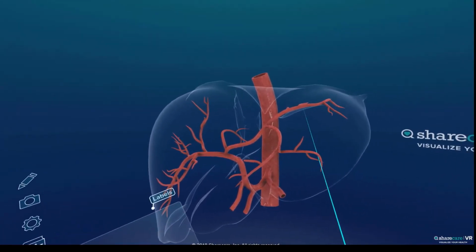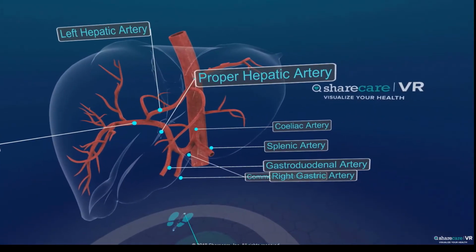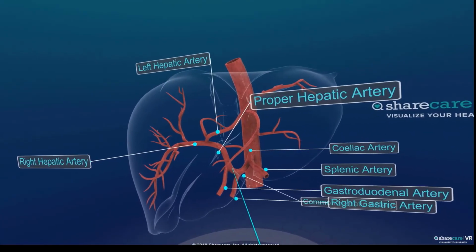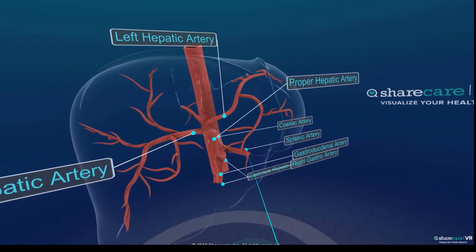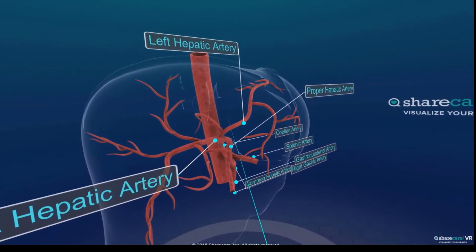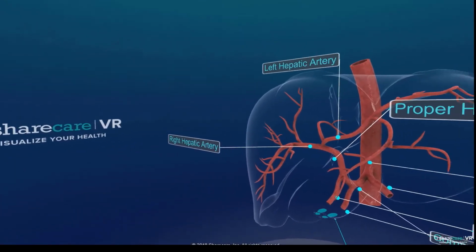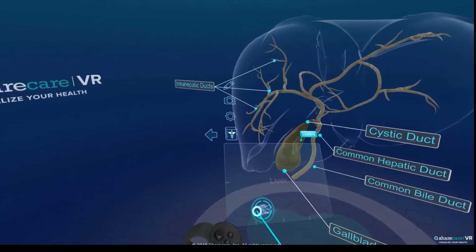And if ever you get confused about what vessels are which and you want to use the labels, you're more than welcome to. So there's a right gastric artery here and the proper hepatic artery here, and then the splenic artery. And so I'm going to close that out here.